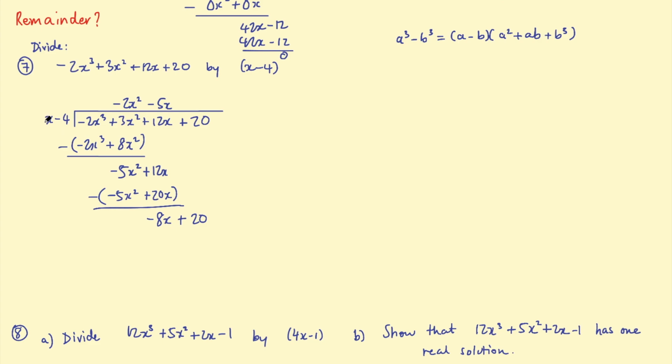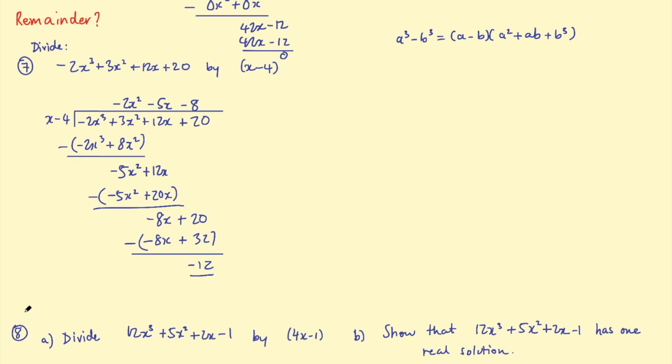Negative 8x divided by x is negative 8. Multiply negative 8 by x take 4. That's negative 8x plus 32. Subtract these. We get 0x, and then 20 subtract 32 is negative 12. So this is our remainder. And because we cannot divide negative 12 by x, in other words, there's no x term in this remainder, we end there and we just call this the remainder.